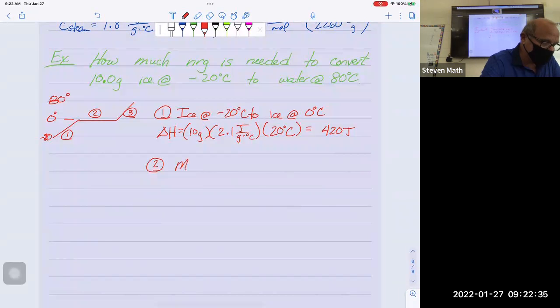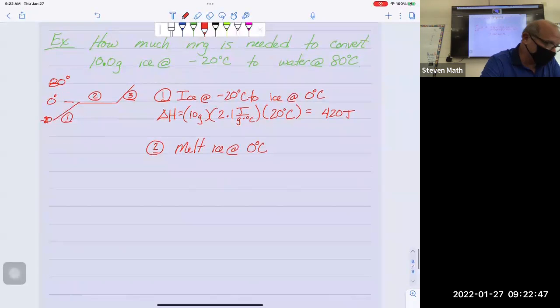Step 2, we got to melt ice at 0 degrees Celsius. Remember, at the melting point, you can have 2 states of matter, and that's okay. That's allowed. So what we got to do there, we're going to do it the right way. 10 grams, 18 grams per mole.